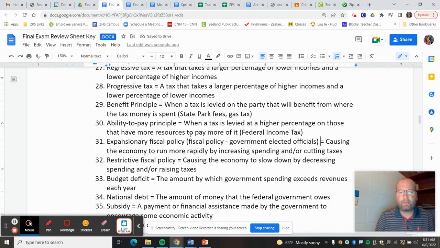So causing the economy to run more rapidly by increasing spending and or cutting taxes, increasing government spending. So if we want expansionary policy, our government is going to go out and buy stuff from businesses and put people to work so that the economy gets going, that people have jobs, unemployment goes down. They could also cut our taxes, like literally giving us more of our money to spend, or allowing us to spend more of our money.